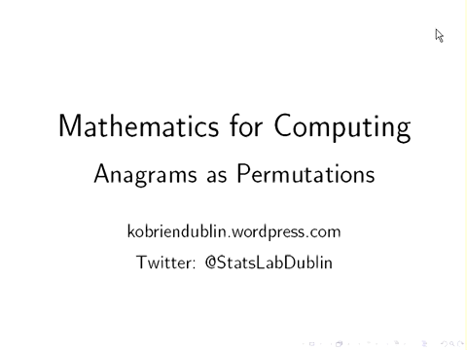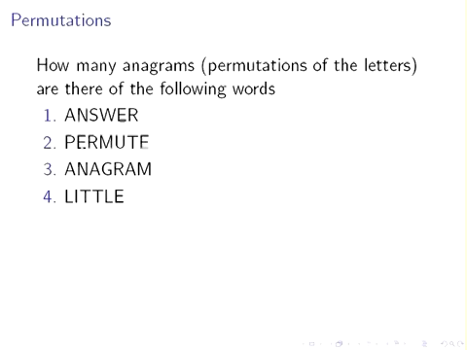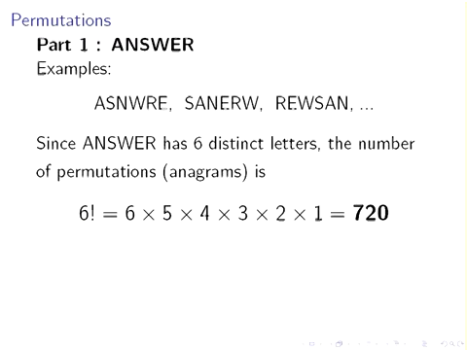In this presentation we are going to look at anagrams as permutations. So this is all about using permutation theory to look at how many ways we can rearrange the letters in words. So how many anagrams, permutations of the letters, are there for the following words? Answer, permute, anagram, and little. Well, let's look at the first one there.